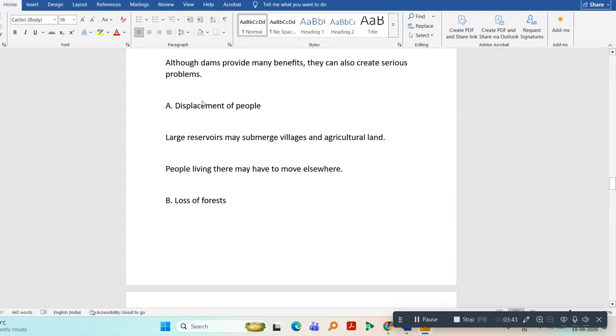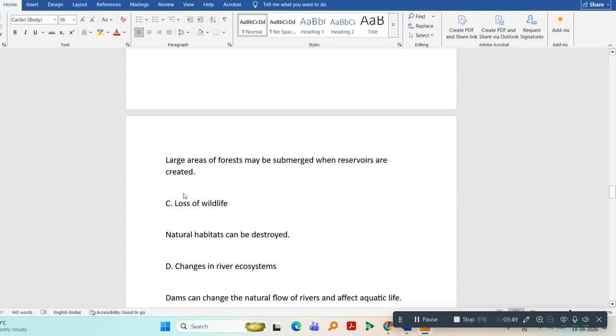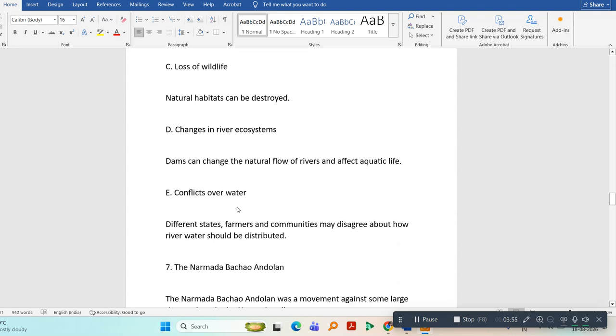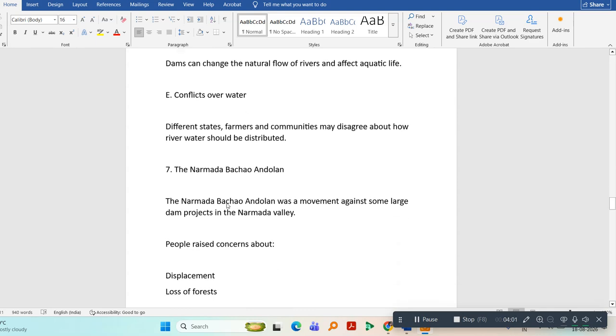Now let's talk about loss of forest. Large areas of forest may be submerged when reservoirs are created. Loss of wildlife. Natural habitats can be destroyed. Changes in river ecosystem. Dams can change the natural flow of rivers and affect aquatic life. Conflicts over water. Different states, farmers, and communities may disagree about how river water should be distributed.